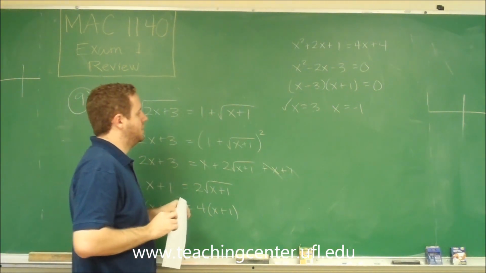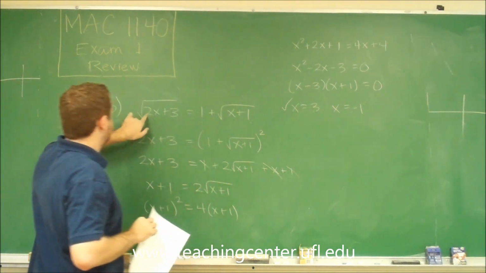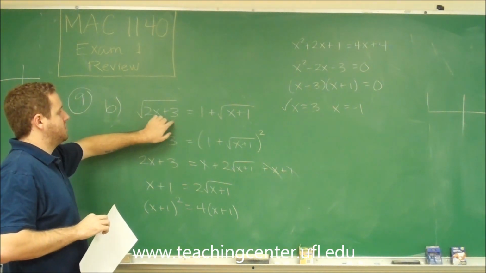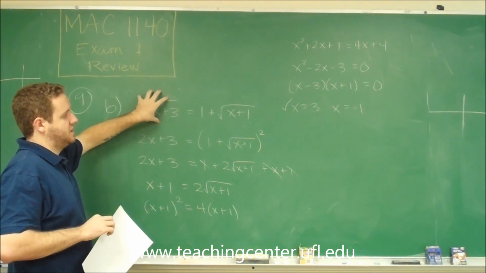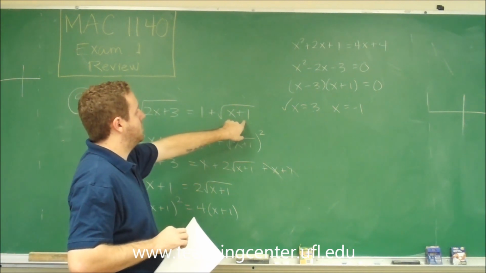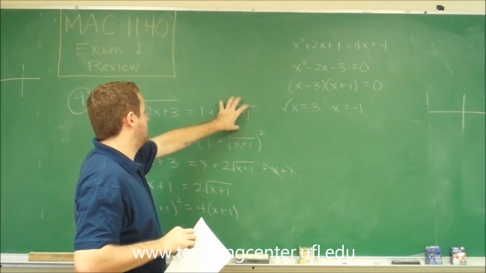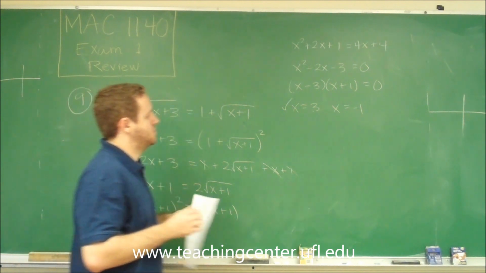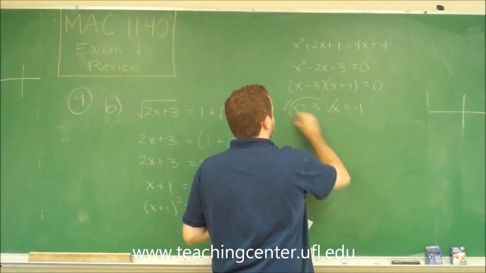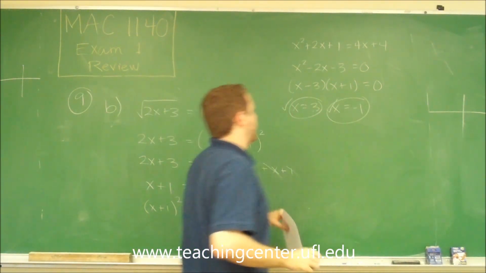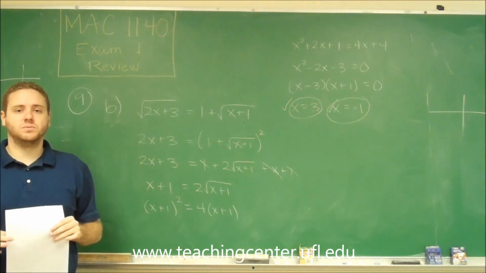Let's try negative 1. Negative 1 times 2 is negative 2 plus 3 is 1. Square root of 1 is 1. So this side is 1. Negative 1 plus 1 is 0. So this is 0, and we get 1. 1 equals 1. That's true also. So in this case, both of these work. x equals 3 and x equals negative 1.